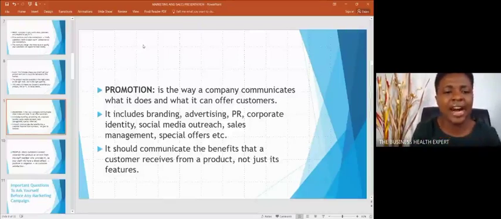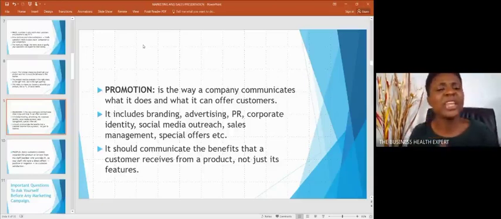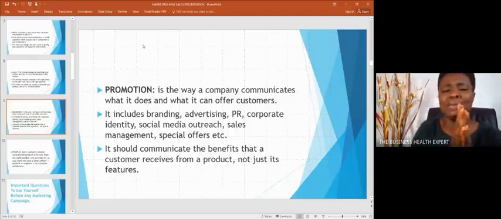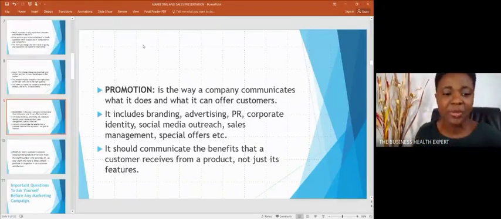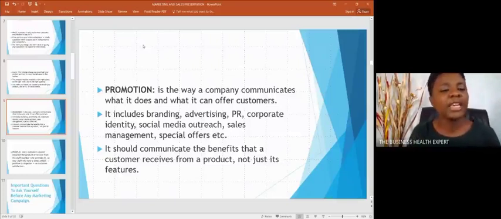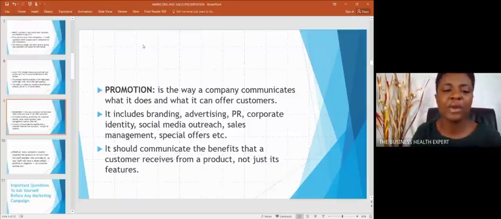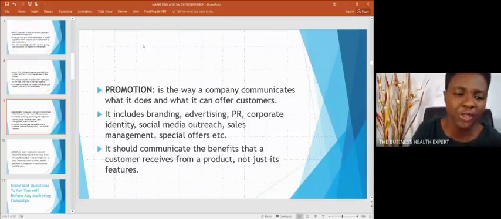Yes. Like I will still keep using our illustration, a normal canteen, a buka place, compared to a restaurant, the way they will advertise, the way they will brand themselves is completely different because of what they offer and the kind of customers they are trying to attract. You will agree with me. It will also communicate the benefit that a customer receives from a product, not just its features.